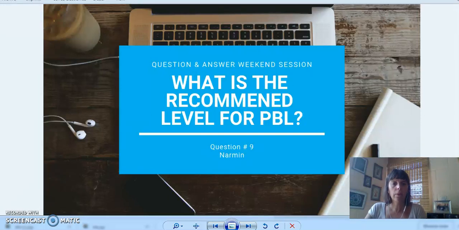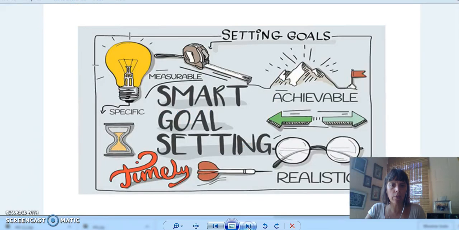Here we are again, question 9, coming from Narmin. And her question is, what is the recommended level for PBL? Now, to answer this question, I will need to go back to background design.